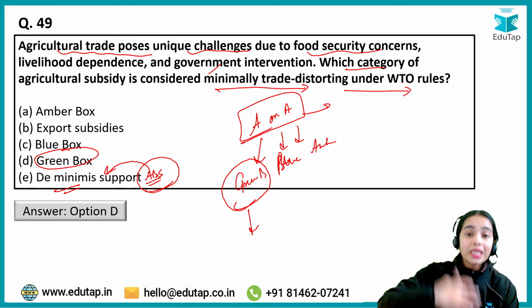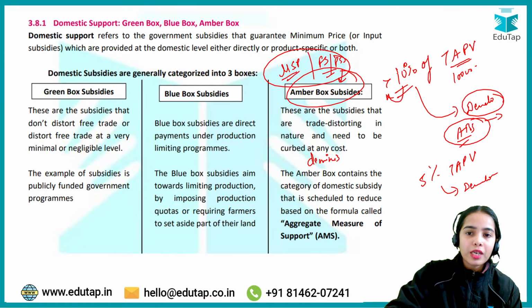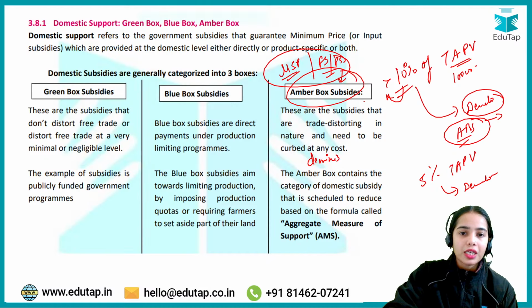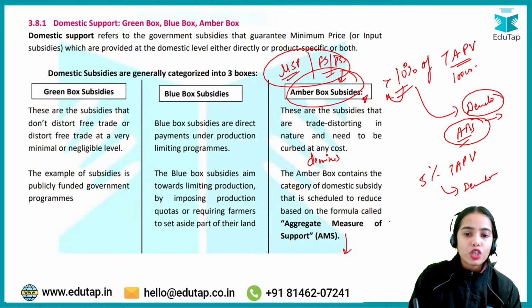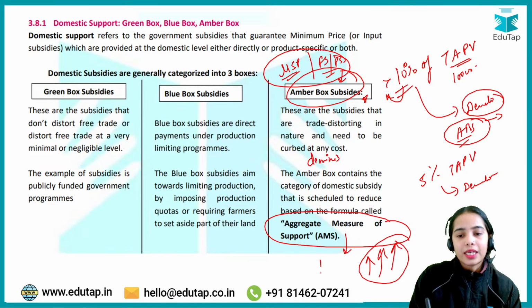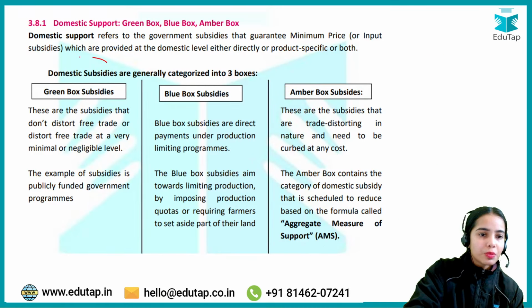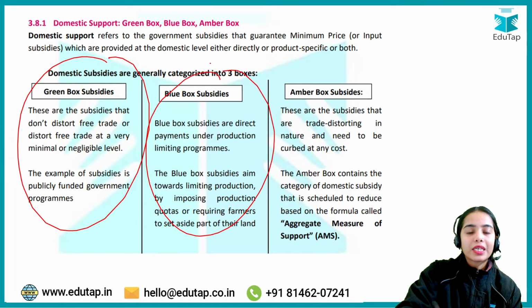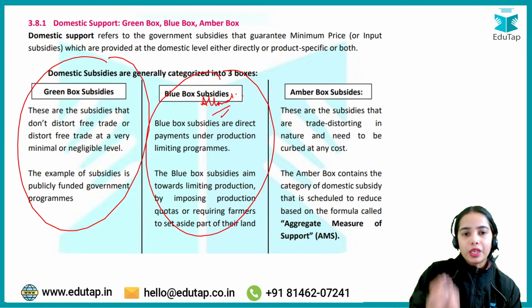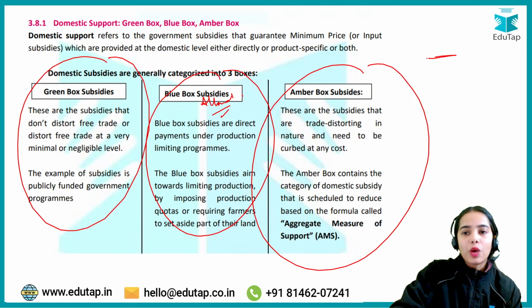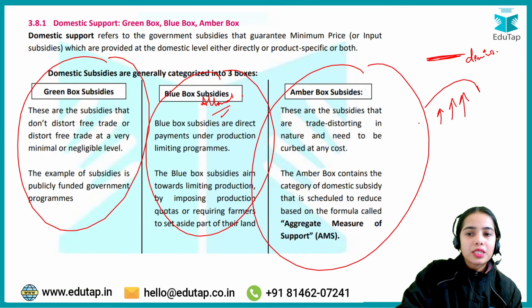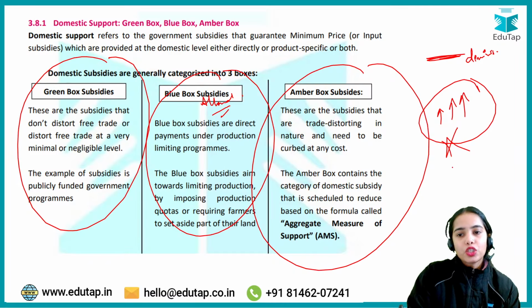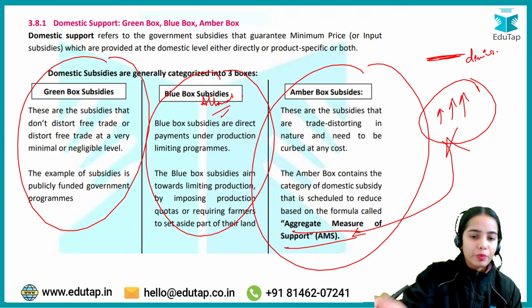But if more than 10% of the subsidy is given under the amber box subsidy, that has to be reduced. So the aggregate measure of support is the extra amber box subsidies that are given, which has to be reduced. So green box subsidies are least trade distorting, blue box subsidies are trade distorting but they are allowed because they reduce the overproduction. Amber box subsidies are allowed till a limit. They are known as de minimis. If more than that is given, that has to be stopped. So the excess amber box subsidies are known as aggregate measure of support.